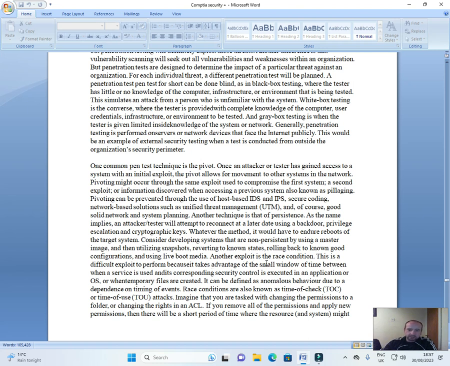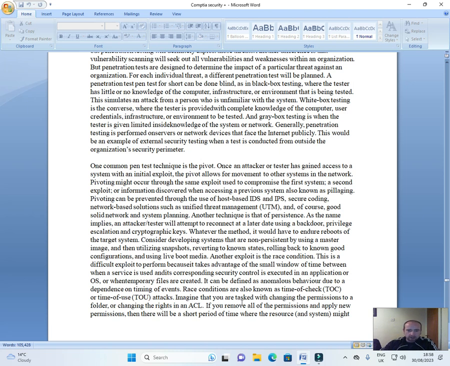Another exploit is the race condition. This is a difficult exploit to perform because it takes advantage of the small window of time between when a service is used and its corresponding security control is executed in an application or OS, or when the temporary files are created. It can be defined as anomalous behavior due to a dependence on the timing of events. Race conditions are also known as time of check (TOC) or time of use (TOU) attacks.